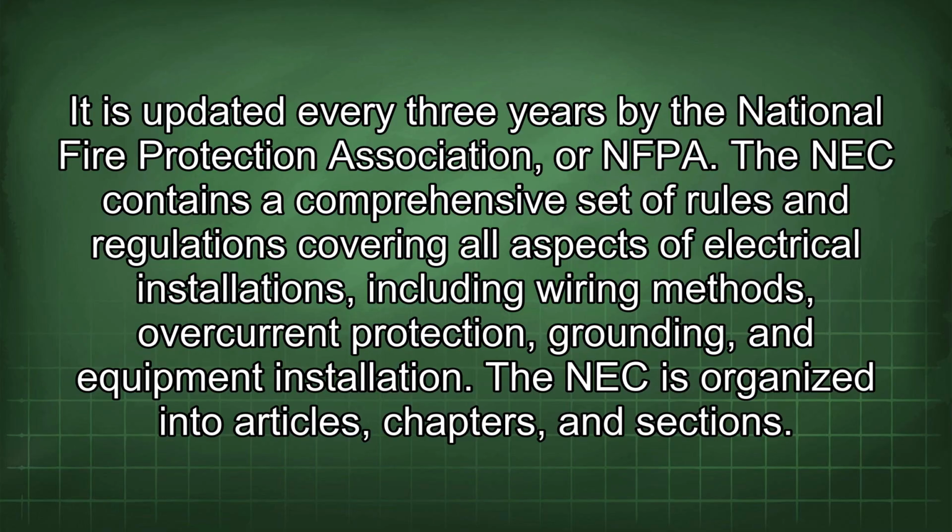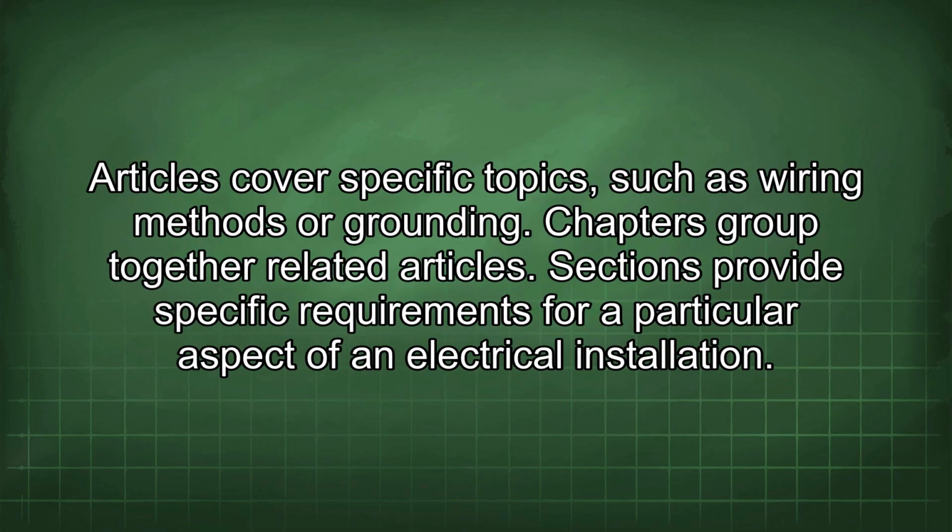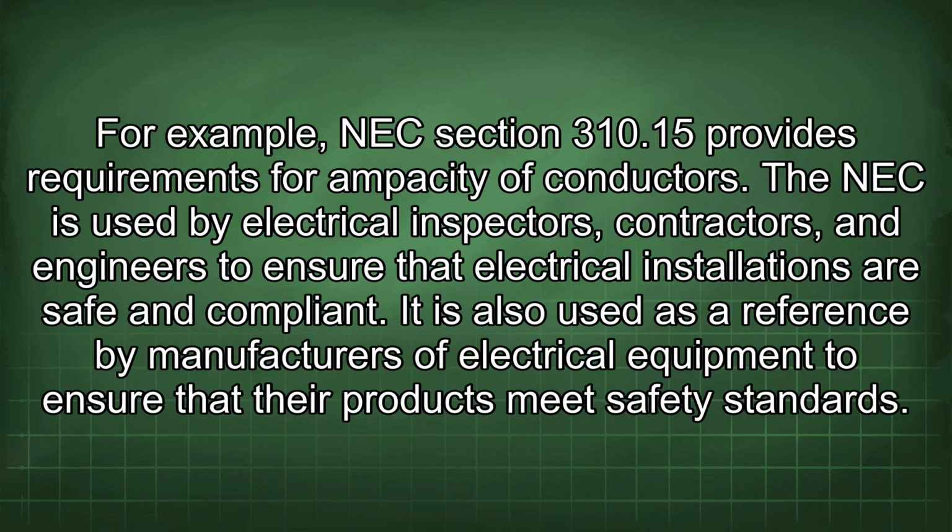The NEC is organized into articles, chapters, and sections. Articles cover specific topics, such as wiring methods or grounding. Chapters group together related articles. Sections provide specific requirements for a particular aspect of an electrical installation. For example, NEC Section 310.15 provides requirements for ampacity of conductors.